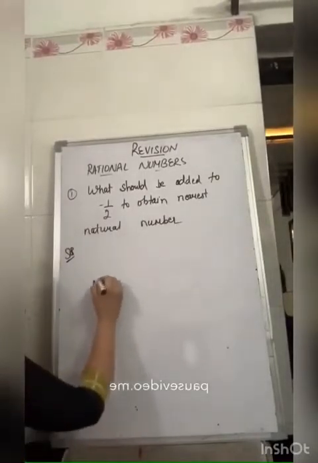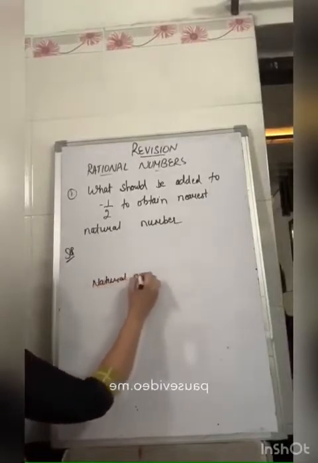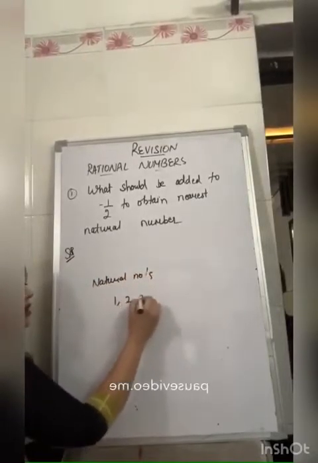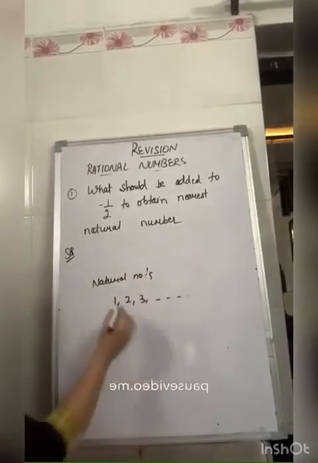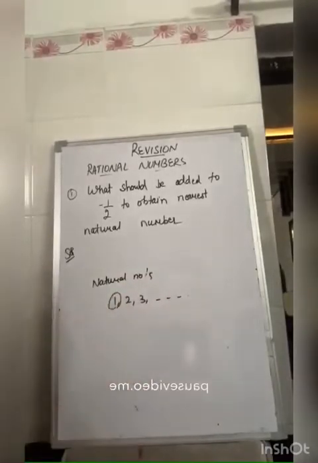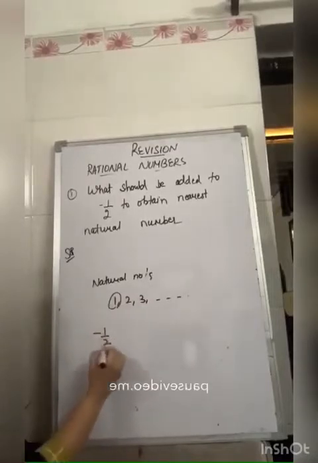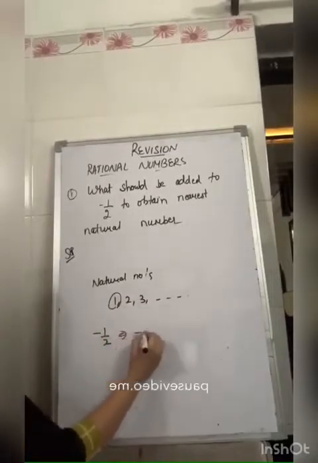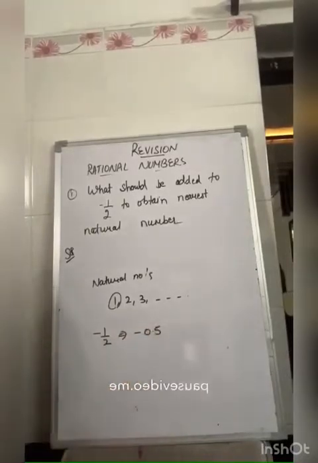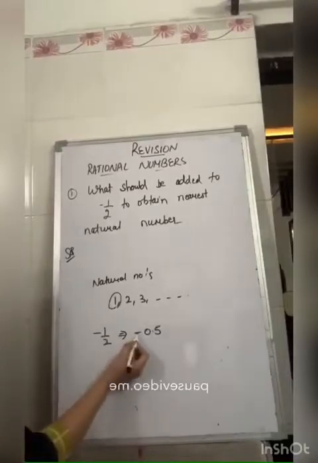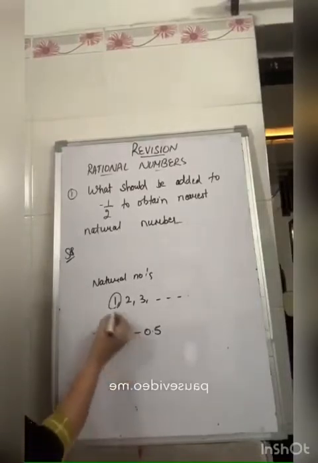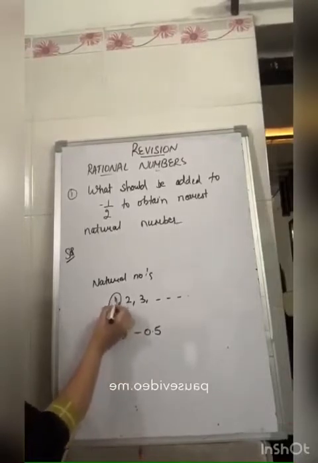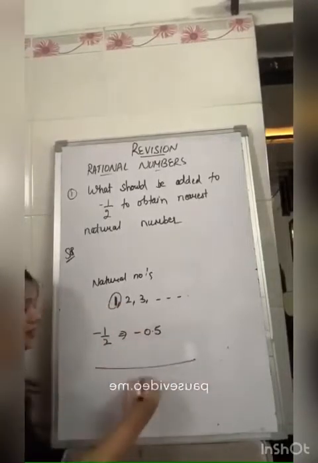Now, natural numbers, you all know, start from 1: 1, 2, 3 and so on. It starts from 1, right? And minus 1 by 2, or we can write it as minus 0.5. Now, what is the nearest natural number to minus 1 by 2, or we can say to minus 0.5? This is a negative number. The nearest natural number to a negative number is 1. It is 1. See the number line.